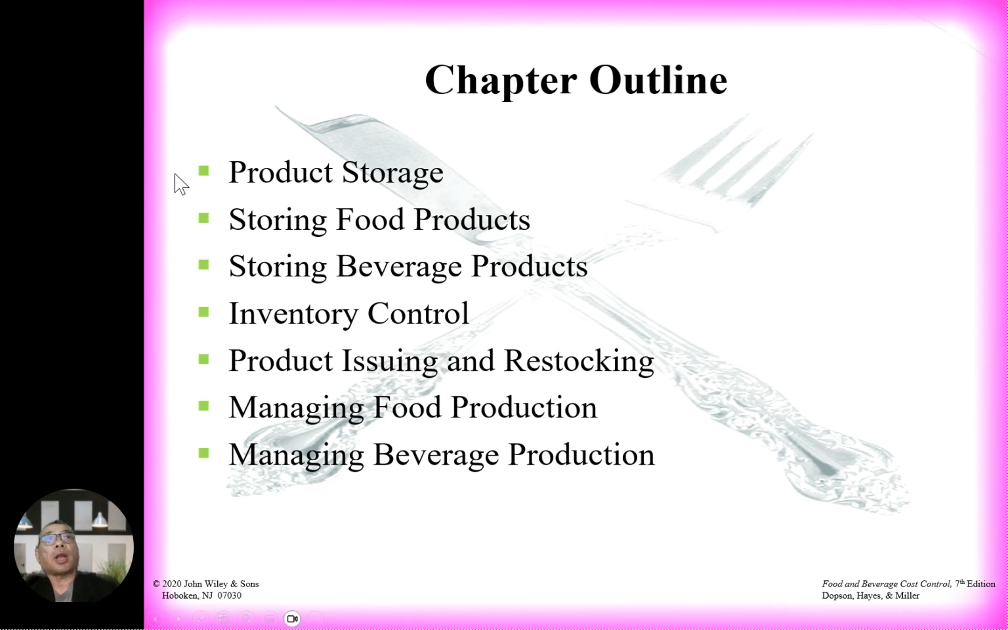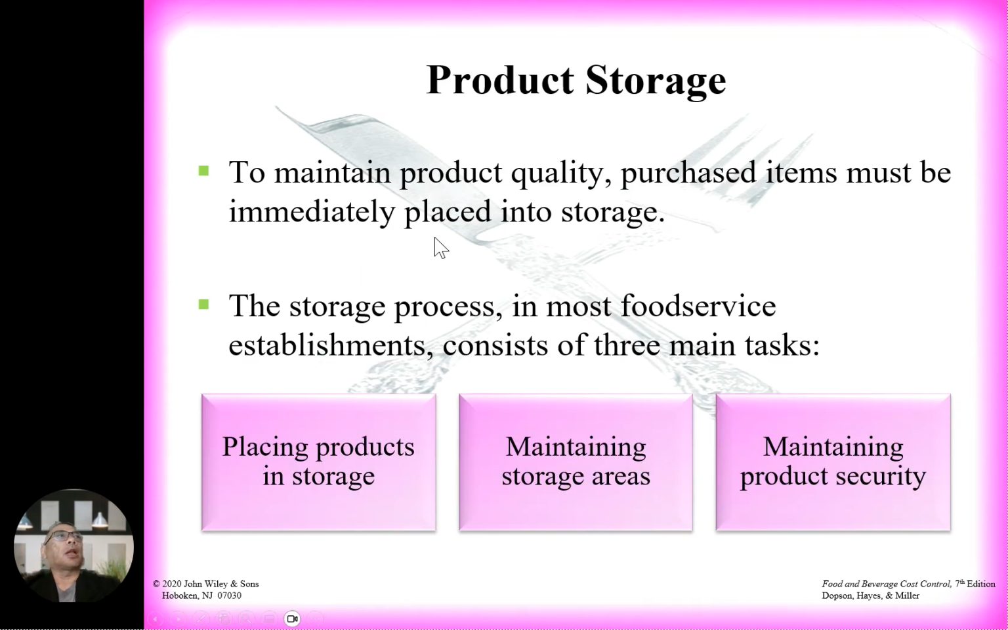The chapter outline has a number of topics: 1, 2, 3, 4, 5, 6, 7, 8. Product storage, storing food products, storing beverage products, inventory control, product issuing and restocking, managing food production, and managing beverage production. Okay, let's look at product storage.